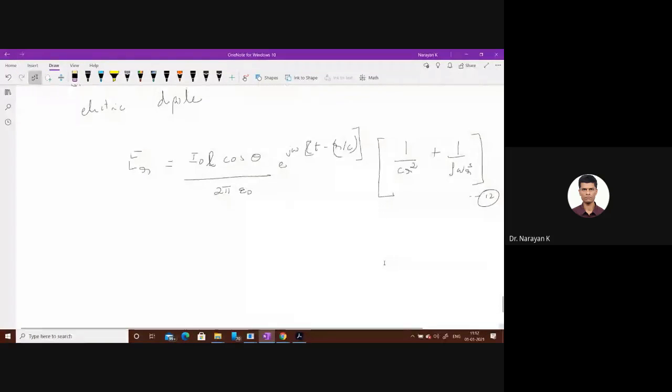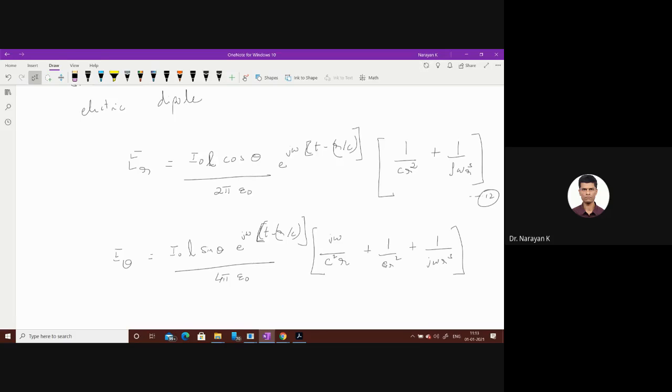Next, E theta is equal to I naught L sin theta e raised to the power j omega t minus r by c divided by 4 pi epsilon naught, into j omega by c square r plus 1 upon c r square plus 1 upon j omega r cube. Sorry, this is j, not rho.